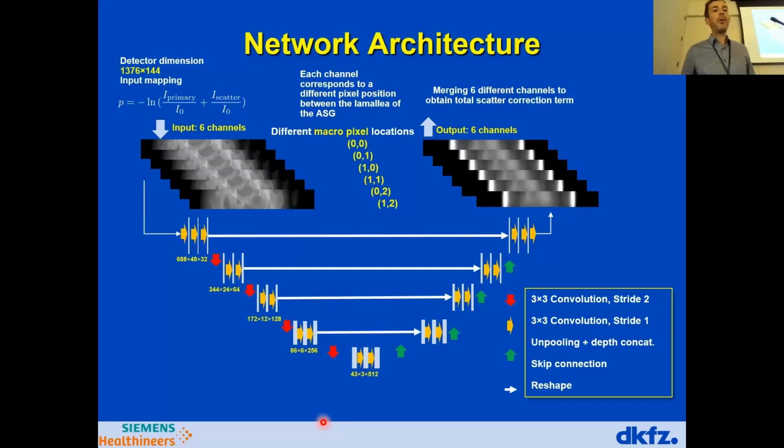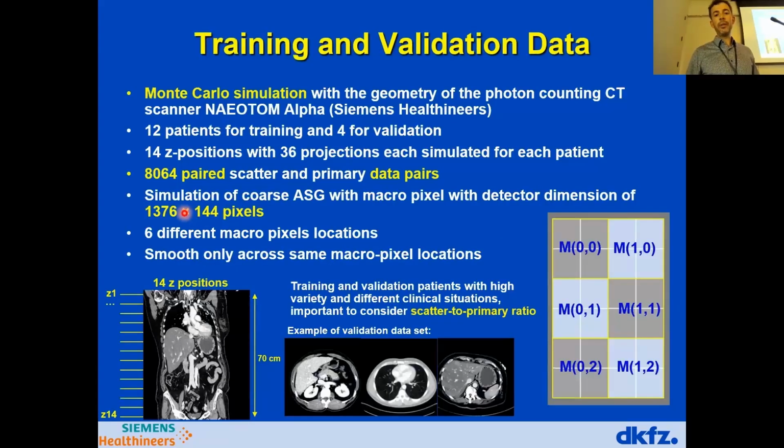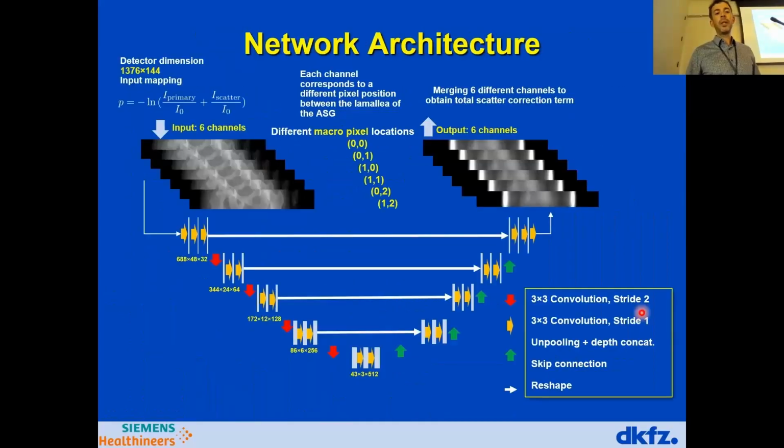So let's come to our actual network architecture. As an input, we will have our primary plus our scatter. We will take the negative logarithm of it. And here, for our network input, we will have 6 different channels. Each channel corresponds to one of these macropixel locations. And for the output, we also will have 6 different channels corresponding to one of these locations. We have a classical U-Net structure with a decoder and encoder. And in the end, we will just merge these different channels to obtain our scatter signal for the whole detector.